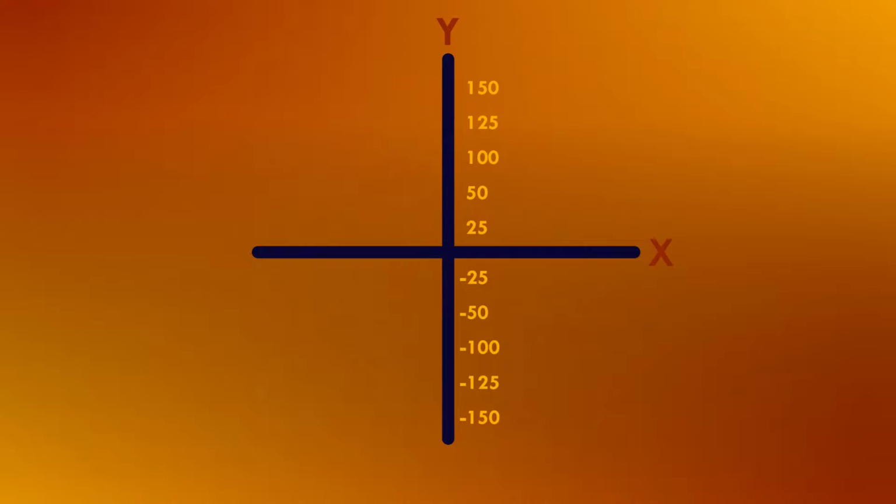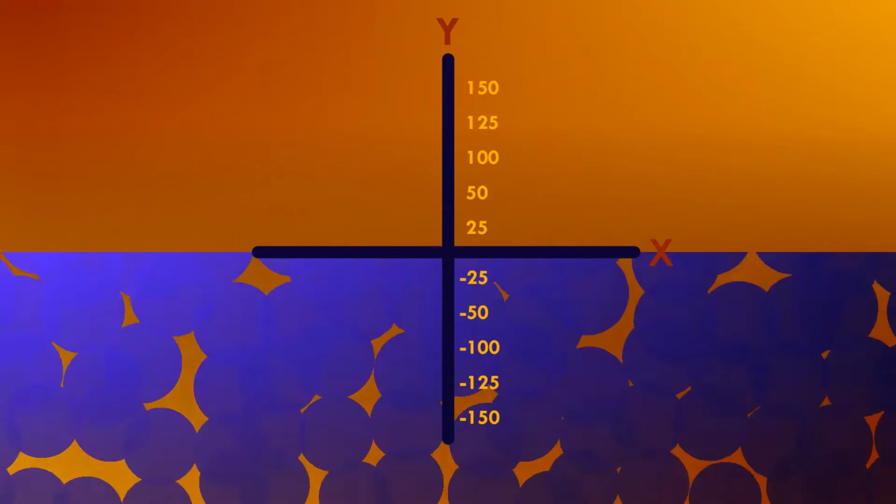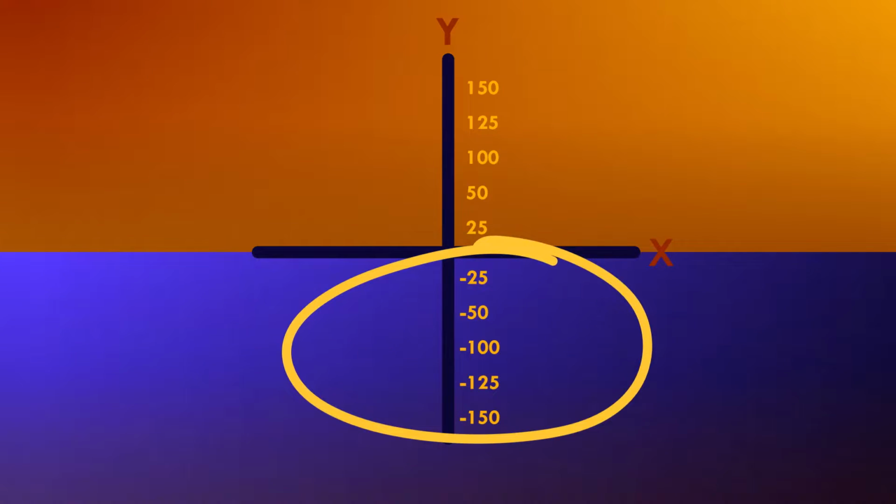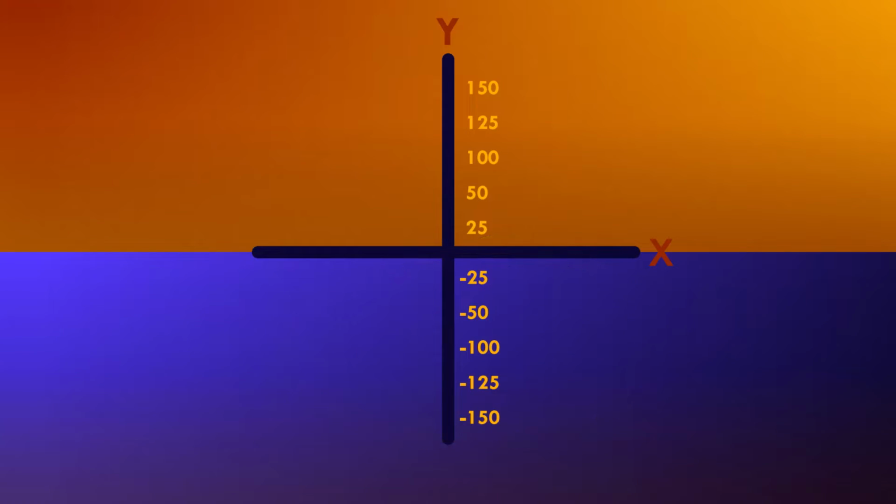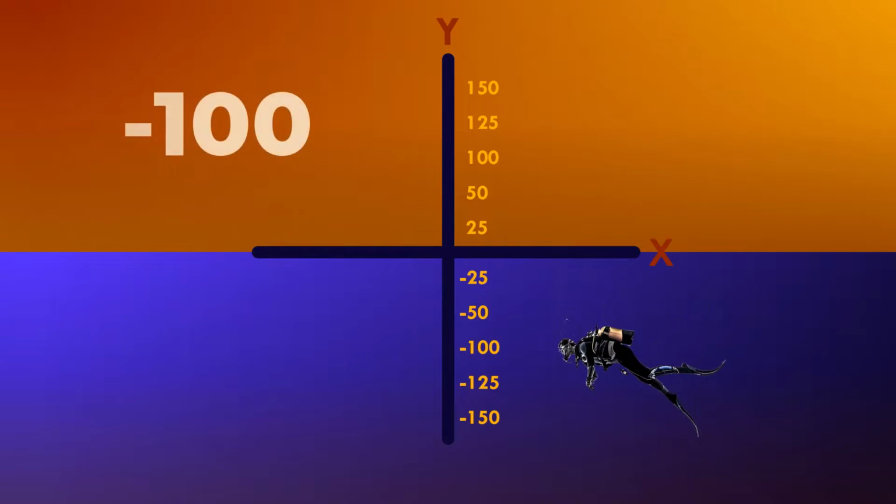Looking at the grid, let's say that the x-axis is sea level. Anything below the x-axis will be represented as a negative number. So let's say that our scuba diver wants to go down 100 feet. Once he reaches 100 feet, he is negative 100 feet below sea level.